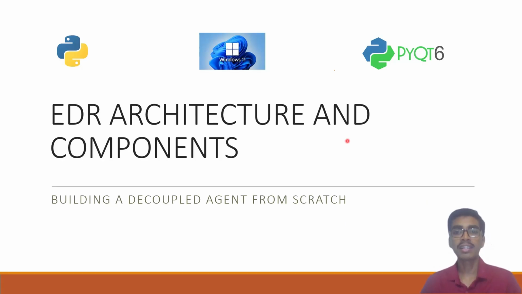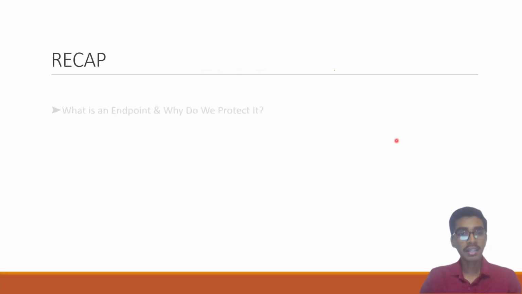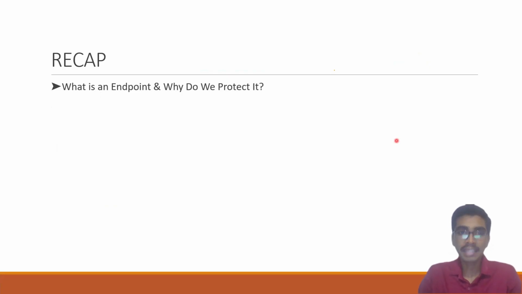Let's have a quick recap of our last video. In our last video, we covered what an endpoint is and why we need to protect it. We saw an enterprise network where multiple PCs are connected to a central server. On each individual machine, we are required to install an EDR agent, a lightweight software which monitors and detects anomalies in processes, and that detection is sent to the central server, from where every endpoint and device can be monitored, detected, and responses can be automated as well.